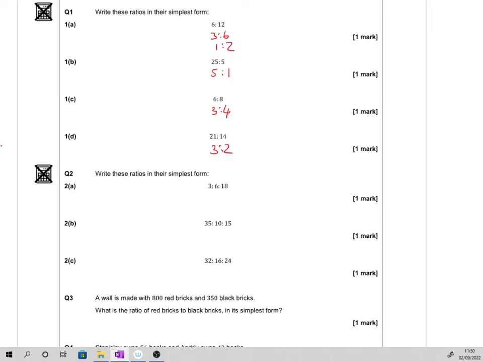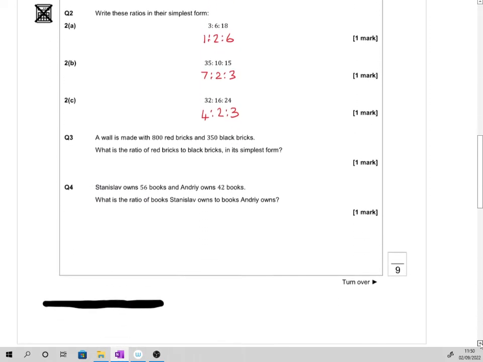Write these ratios in their simplest form. Now we've got 3 of them. So it looks as though we can divide everything by 3. So 1 to 2 to 6. I can divide everything by 5, 7 to 2 to 3. And I can divide everything by 8, 4 to 2 to 3.